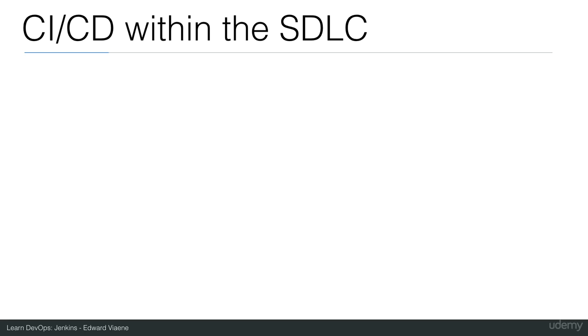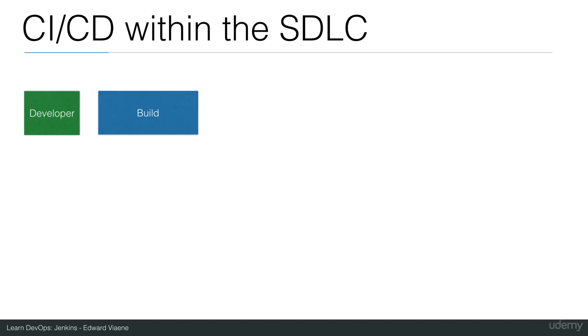In the last lecture, I explained to you that we want to reduce the iteration of the software development lifecycle. Let me now explain to you how this works in detail. Let's start with the software development lifecycle itself. It all starts with the developer. The developer will write some code, some software, and then that software needs to be built.